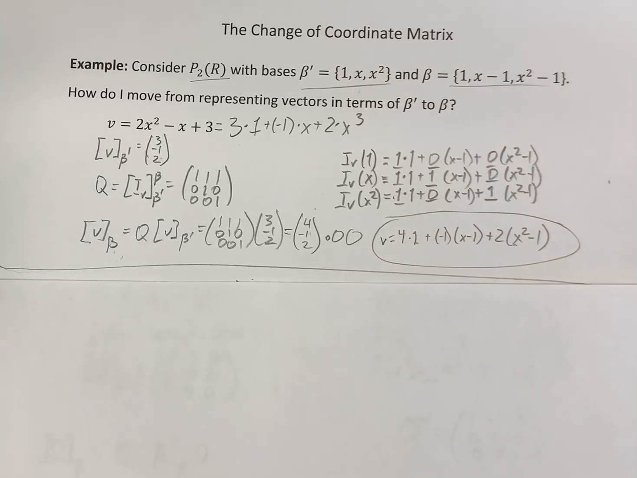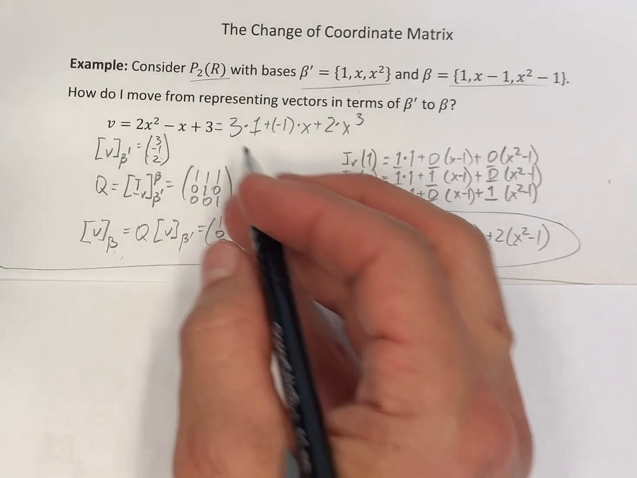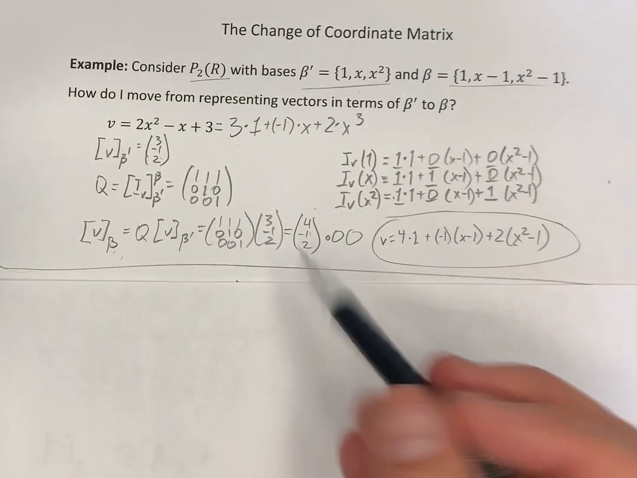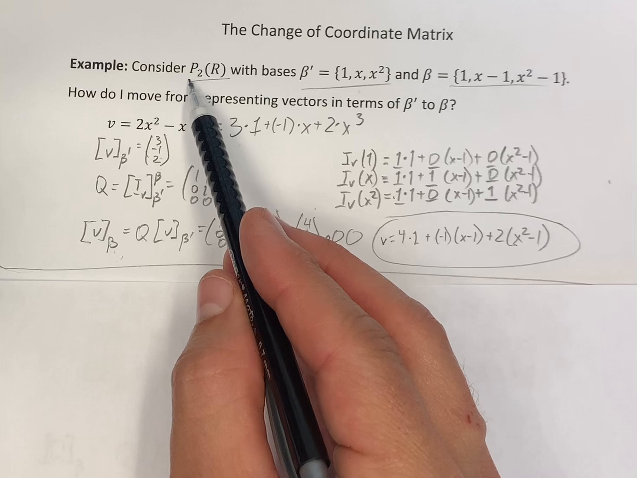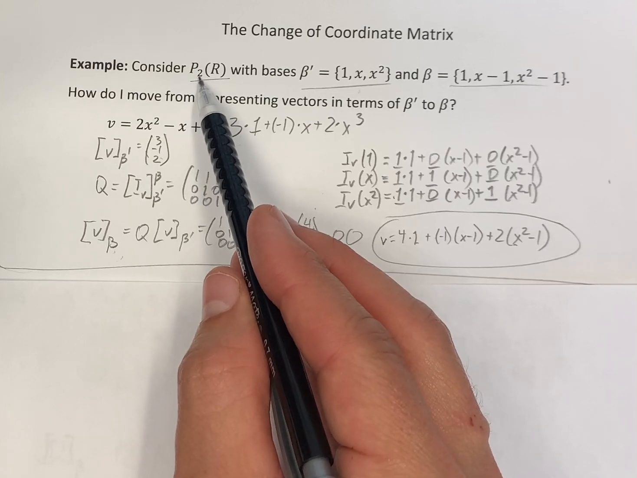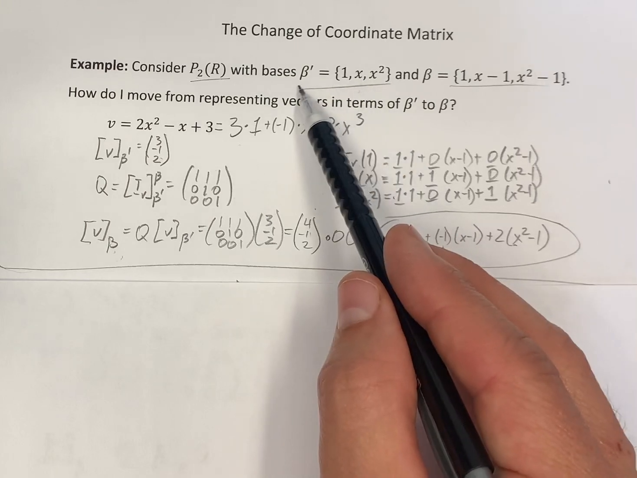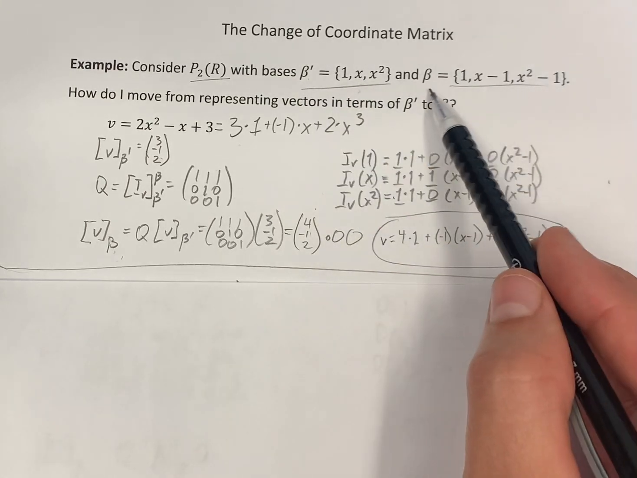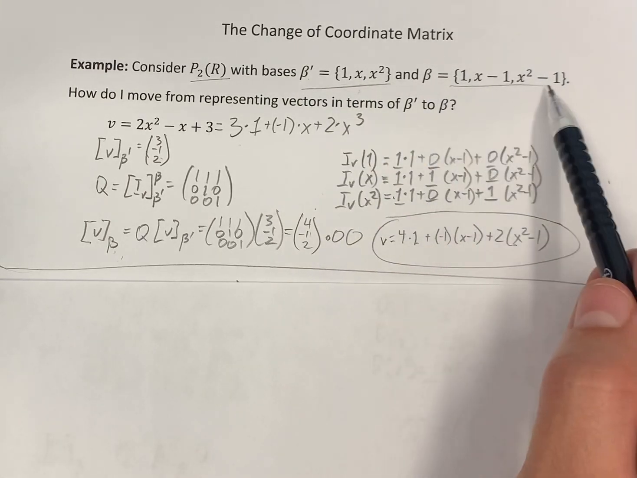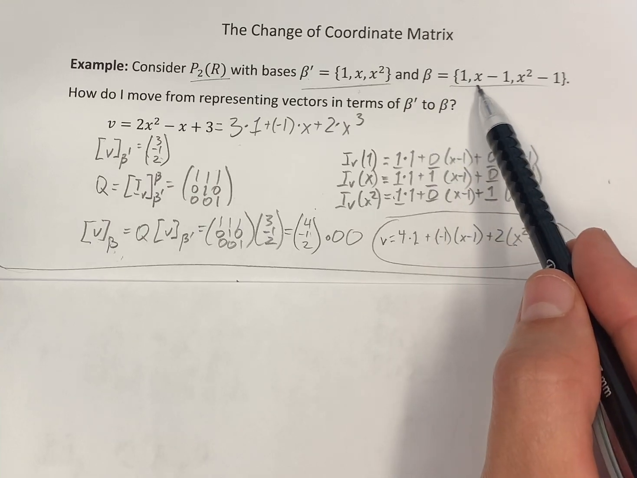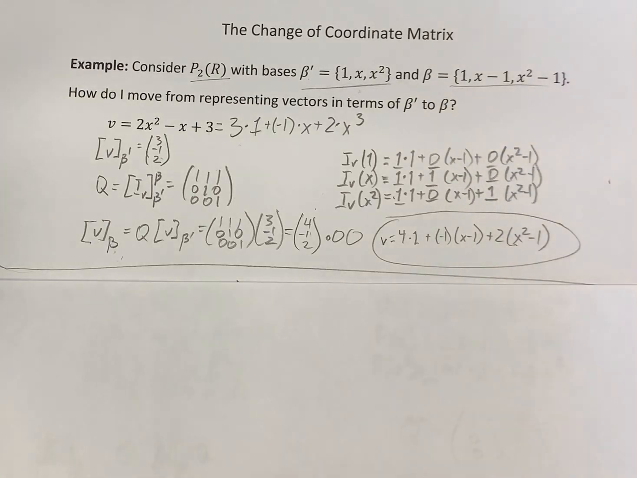Let's look at an example of a change of coordinate matrix applied to a linear operator. So here's a change of coordinate matrix, the vector space being polynomials of degree at most 2. Here's the standard basis, beta prime, but I'm kind of interested in this other basis: 1, x minus 1, x minus 2, okay?